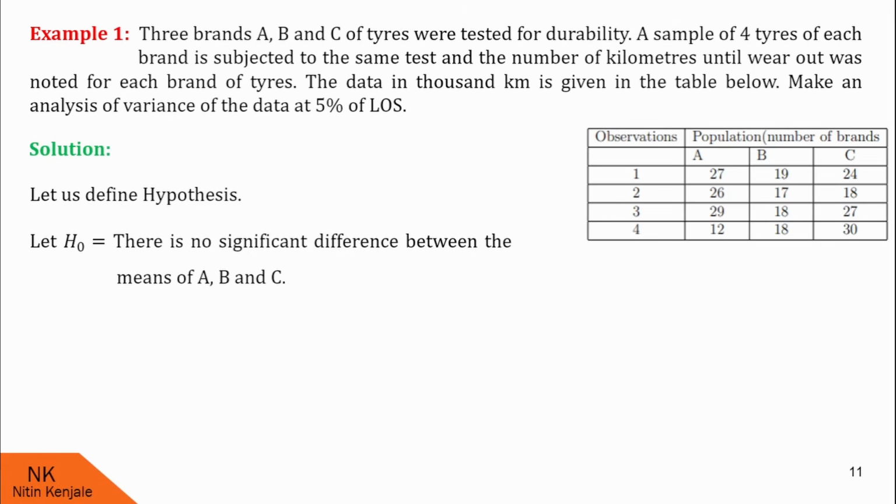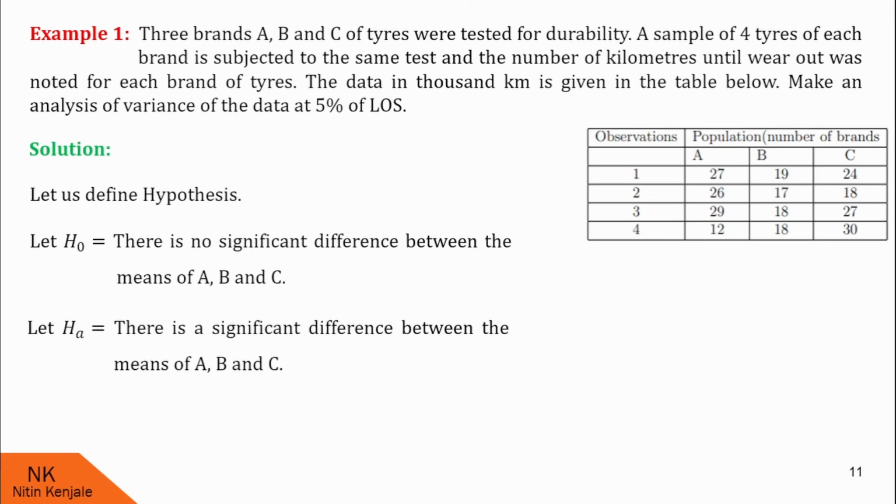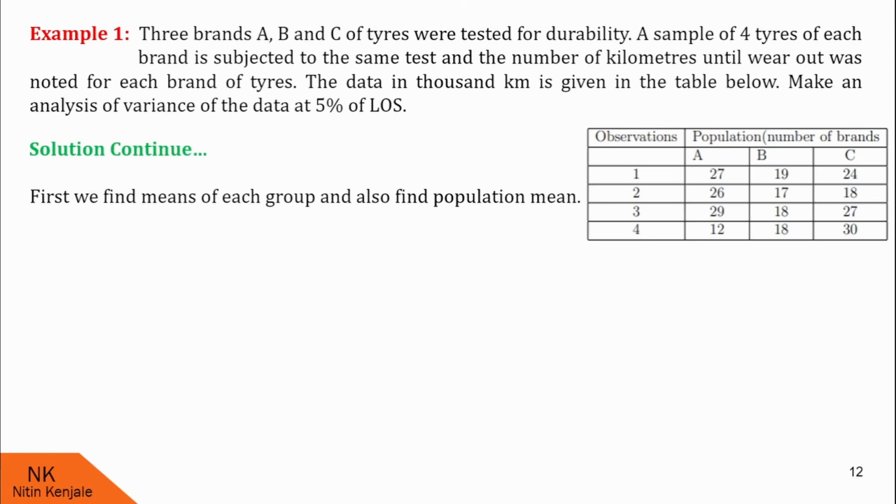In H0, we say there is no significant difference between the means of A, B and C. Therefore, in HA, we write there is a significant difference between the means of A, B and C. Next, we find the means of each group and we also find the population mean or overall mean.